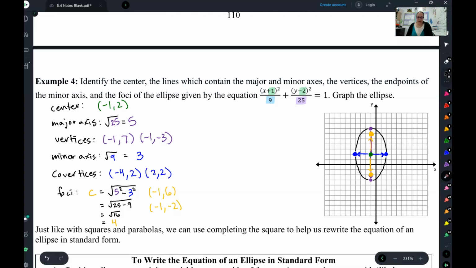Now, once again, I almost forgot. I always forget this part. I need to list the line that these are on. So my major axis is right here on this line, which looks like x equals -1. And my minor axis is right here on this line, which is at y equals 2. And that's everything. So you have now practiced graphing a couple of these ellipses. In the next video, we're going to start to do some application problems with these ellipses.